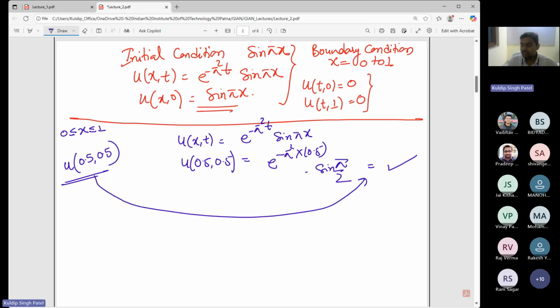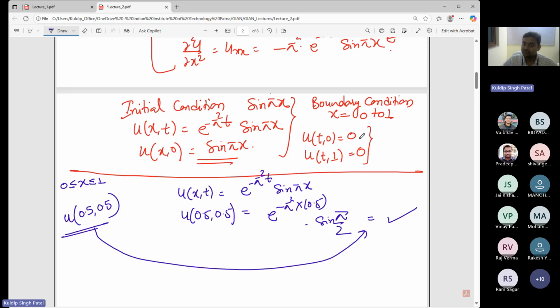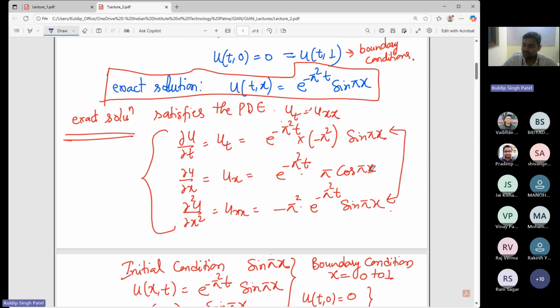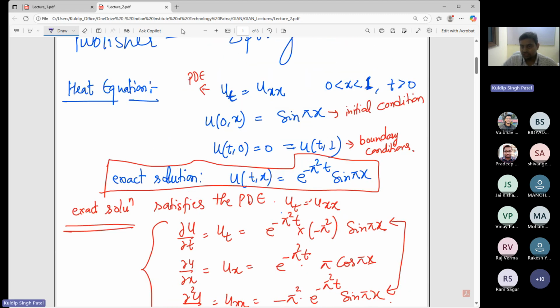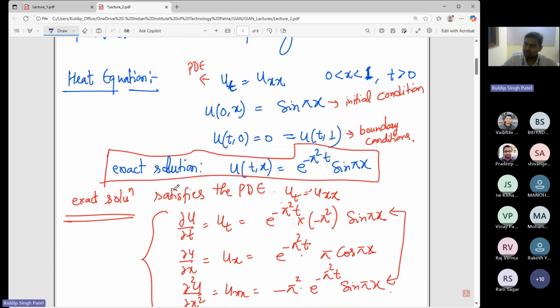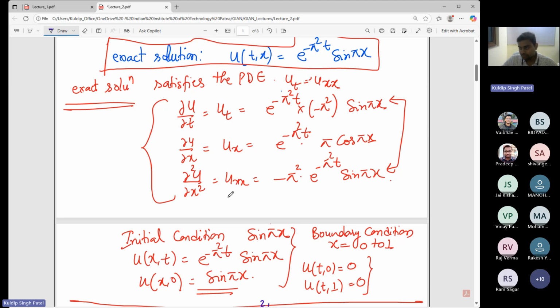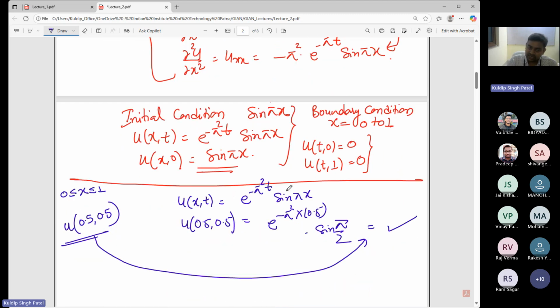So this is the advantage of a closed form solution, or analytical solution, or exact solution. Agree, everyone? If we have an equation and its exact solution, we are happy. The reason is simple: for any value of x and t, we can find its value.